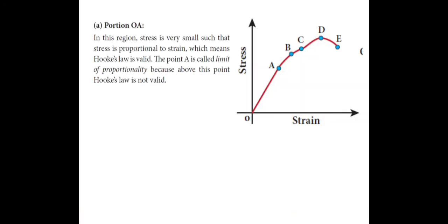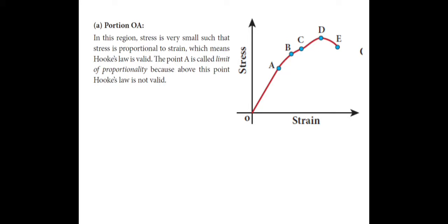So the portion OA, you could see there, it's a straight line. So in this region, stress is very small such that the stress is proportional to strain, which means Hooke's law is valid. The point A is called proportionality limit or limit of proportionality because above this point Hooke's law is not valid.